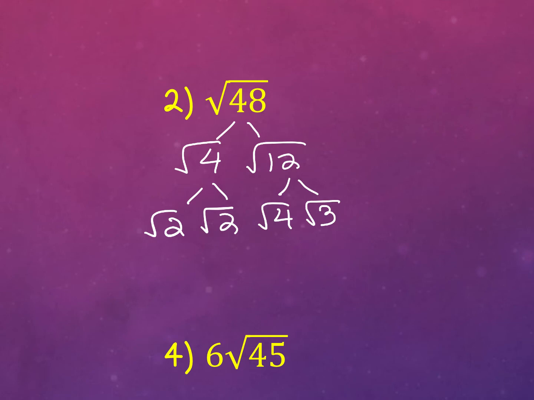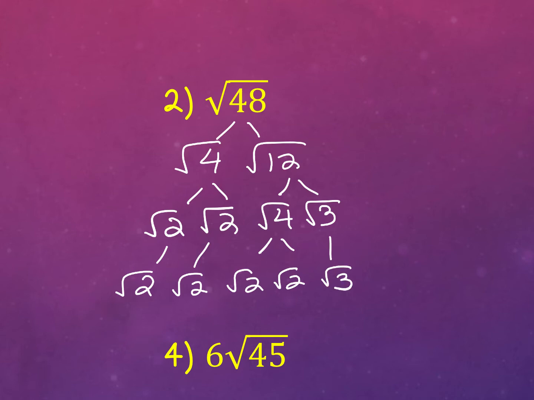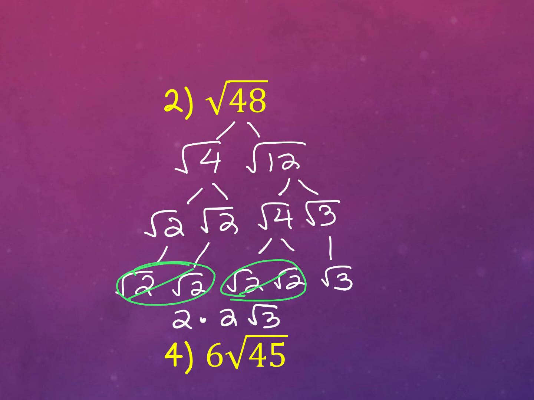I'm still not at prime. The 4 still needs to keep going. These are all prime. I'm just going to bring them down so they're all on the same row here. And now I've got all prime factors. Go back, look for pairs. Pair twos, pair twos. 2 comes out of each of the pairs. 3 stays underneath. And then go back and multiply the 2's that came out.